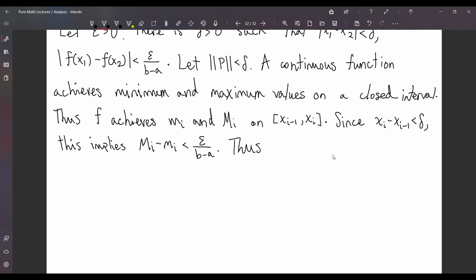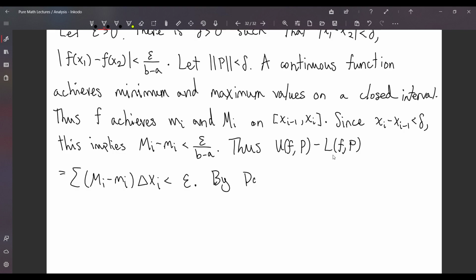Thus, if I now take my upper sum and my lower sum and subtract them, this is going to be equal to the sum of capital M sub I minus little m sub I times delta x sub I, and this is less than epsilon over b minus a times delta x sub I, and then that's a constant, and so this is going to be less than epsilon. So by the Darboux Criterion, f is Riemann integrable.